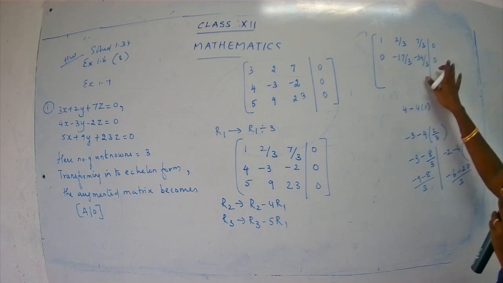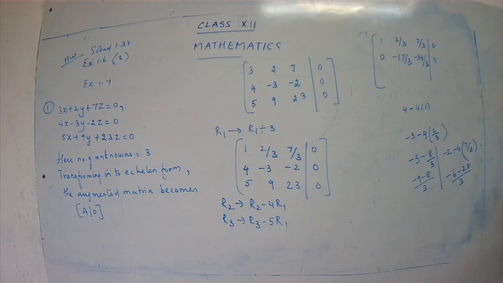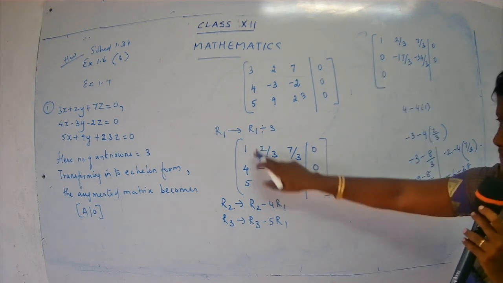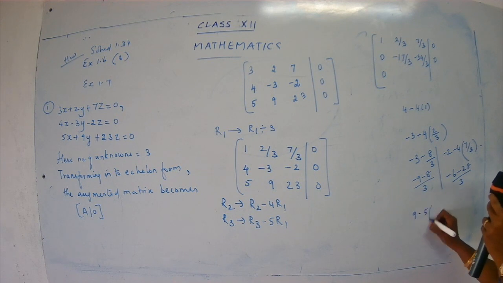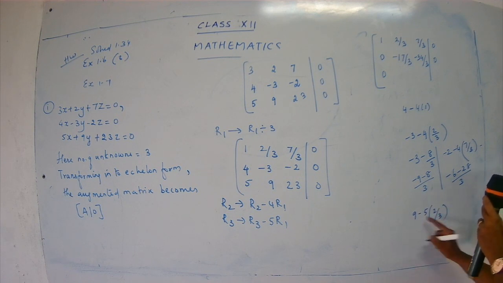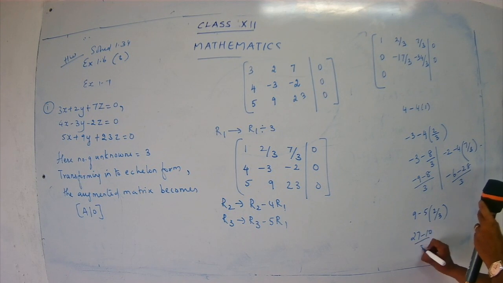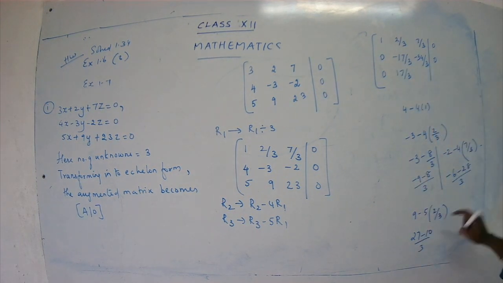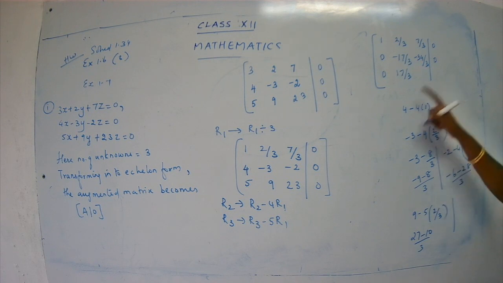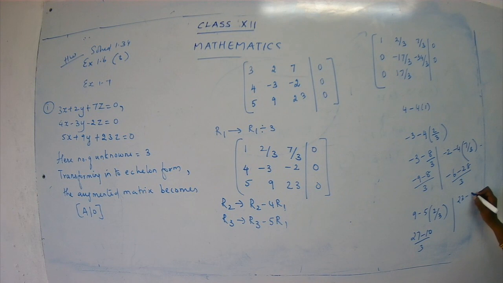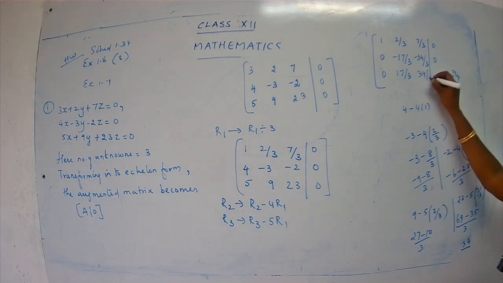This is 0. So no problem, no need to worry about this side. It will be 0, 0 only. 0, 5 minus 5, 0. 9 minus 5, 2 upon 3. That's 27 minus 10 upon 3, 17 upon 3. 23 minus 5, 7 by 3. 23 times 3 is 69 minus 35 upon 3. So 34 upon 3, 0.